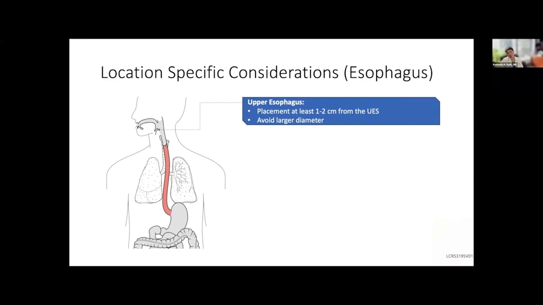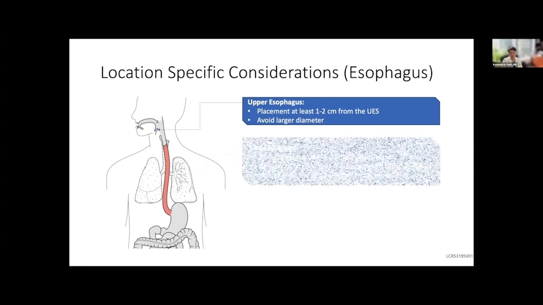When you're stenting the esophagus, you can subdivide it into three different locations based on the anatomy. In the upper esophagus, as I mentioned earlier, you want to aim as far away from the upper esophageal sphincter as possible, at least a centimeter or two, preferably much lower than that, for the patient's sake, symptom-wise. Avoid larger diameters, which are definitely more uncomfortable for patients.